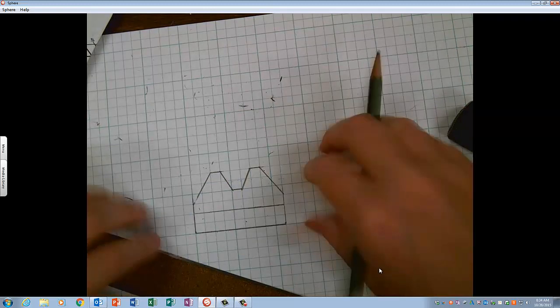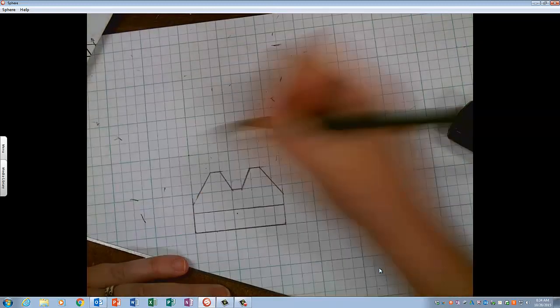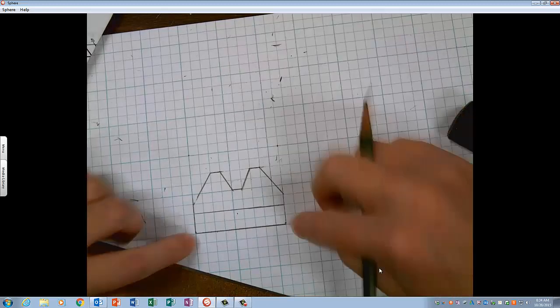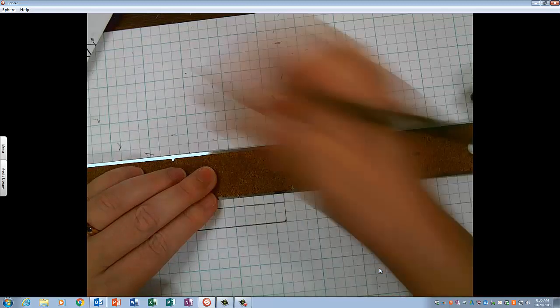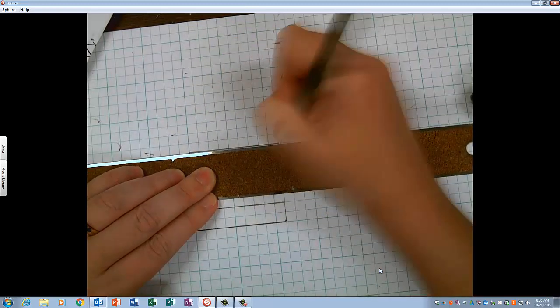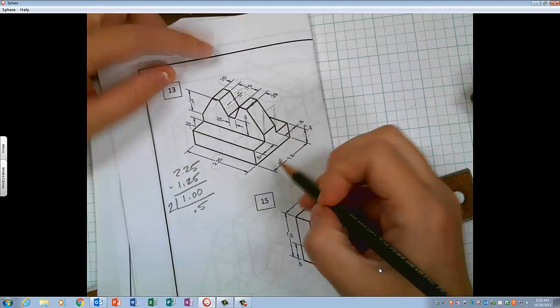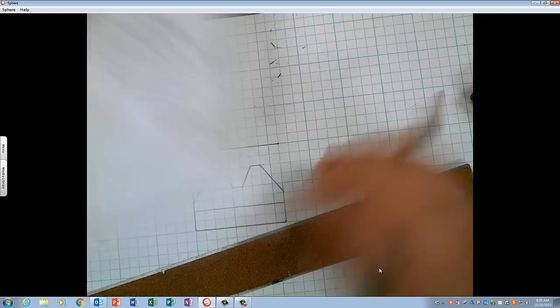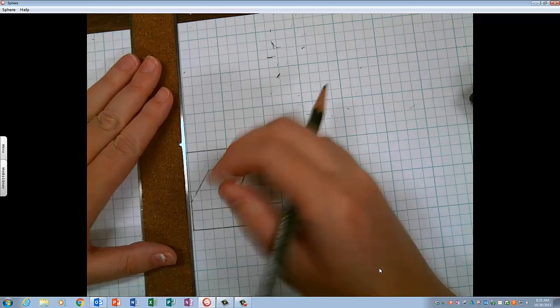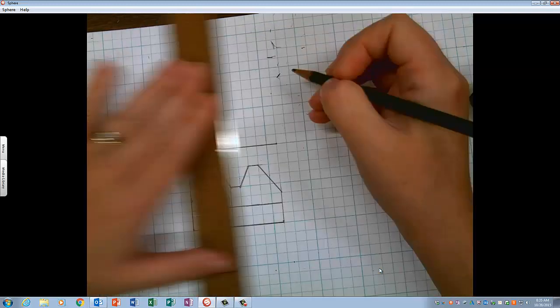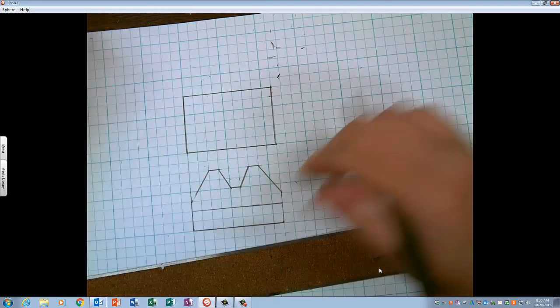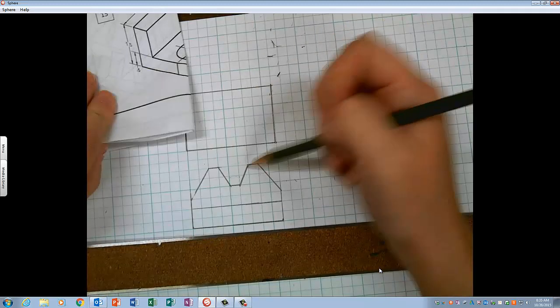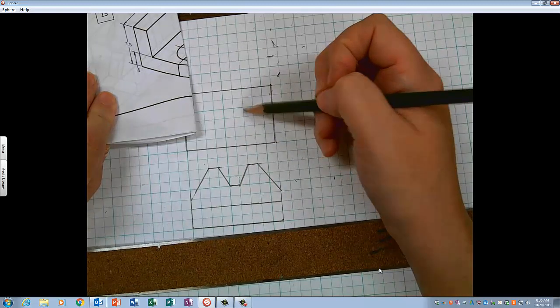I'm going to start the top view next. I'm going to skip 2 grids between my drawing, making sure that these line up. And then I need to figure out the depth, because you guys know the top view has width and depth. And the depth on this is 1.5, which is 6 grids. And you guys know that wherever you have a line in one view, a corner in one view, you're going to have a line in the other view.